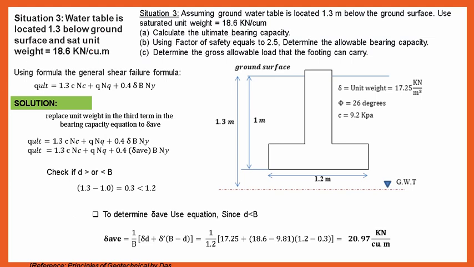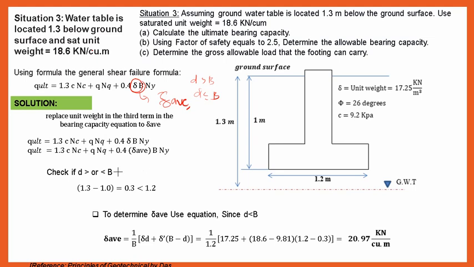So, parehas. Ito pa rin yung general shear failure natin. Ito pa rin siya. This time, meron tayong papalitan dito, yung ating unit weight dito sa ating third term. Yung unit weight daw natin dito is equal to the unit weight average. And then, dalawa yung equation natin sa pagkuha ng unit weight average. Pag yung D is greater than B and D is less than or equal to B. Magkaiba siya. Okay?